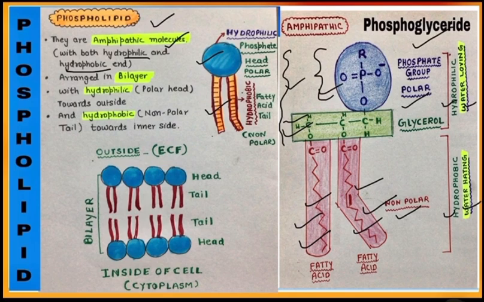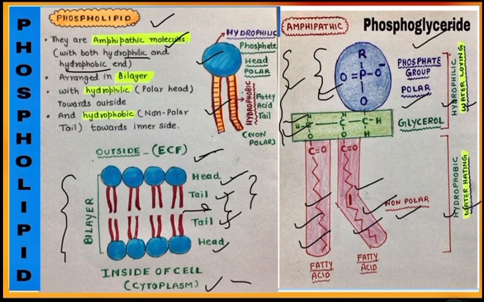Phospholipids are arranged in a bilayer as shown here. This is the head or hydrophilic region, which is towards the outside, okay, means either towards the extracellular fluid or towards the cytoplasm, while the tail or hydrophobic region is towards the inner side. Clear? So there is head, tail, tail, head. So they are arranged in a bilayer.